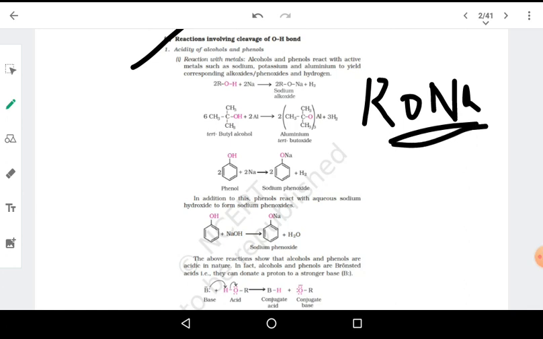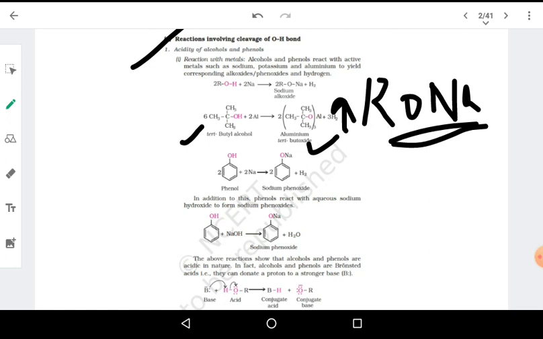Now, if I have a tert butyl alcohol, as you can see over here, it will react with aluminium to form aluminium tert butoxide. So we can see that they react with metals and give us a salt, along with liberation of hydrogen gas. This is what we expect when we react an acid with a metal: we get a salt and hydrogen gas. The same reaction is happening here also.